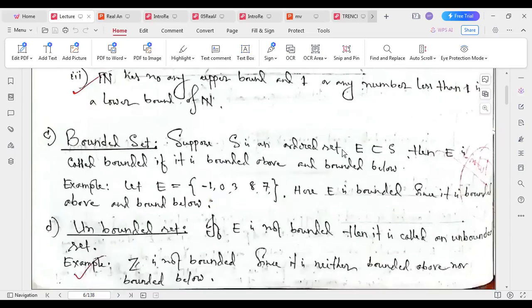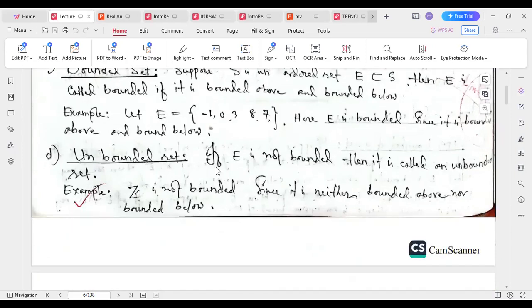Suppose S is an ordered set and E is a subset of S. Then E is called bounded if it is bounded above and bounded below. For example, E equals {-1, 0, 3, 8, 7}. Here E is bounded since it is bounded above and bounded below. What will an unbounded set be? If E is not bounded, then it is called unbounded. The integers are not bounded since they are neither bounded above nor bounded below.